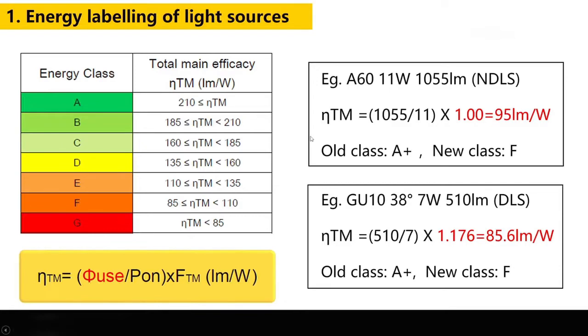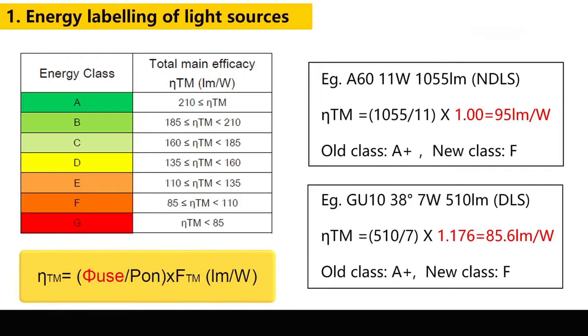Another big change of the energy label is the new energy class. The old one is from A++ to E, but the new one is only from A class to G class. Yeah, Joyce, I guess some consumers may have a question. Does it mean our LED bulb is not as efficient as before? Surely not. You can see from this example, the A60 bulb, 11 watt, 1055 lumen. The average is 95 lumen per watt. If we calculate by the old label, it is A+, the new one is F, but the bulb is still the same bulb. The lumen is still 95 lumen per watt, so it's just the name change.